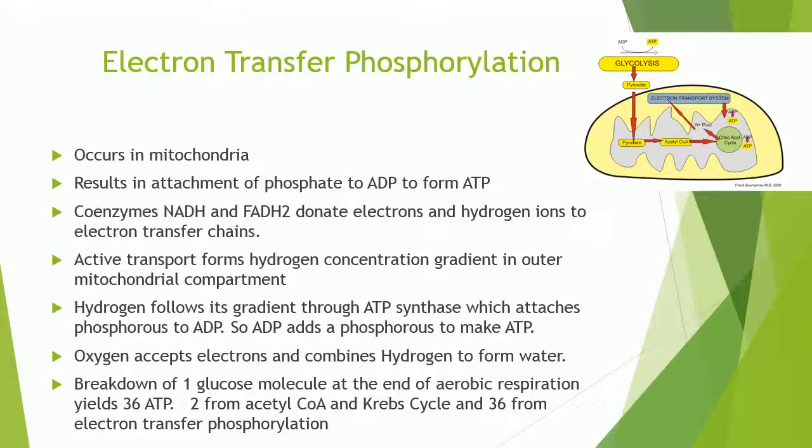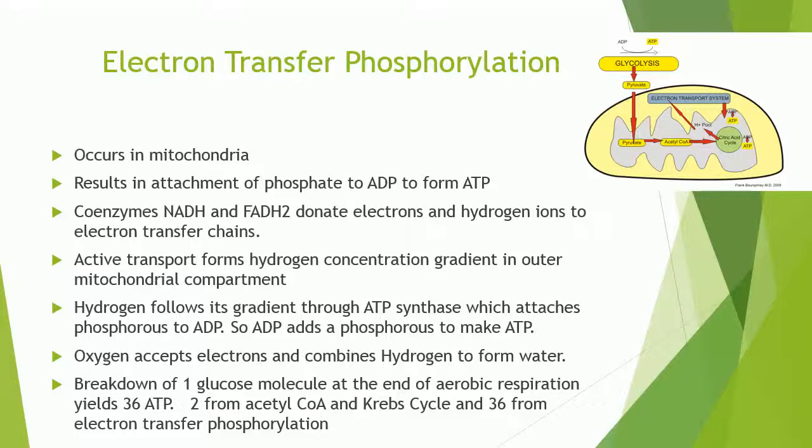So what does all that mean? It means that in the last step, you produced NADH and FADH2. And then in this step, you're going to use what you produced in the last step. And you're going to use that to bind some phosphorus to the ADP to produce ATP, because ATP is the form of energy you need in your body.